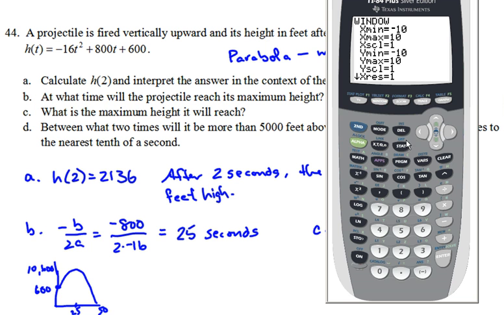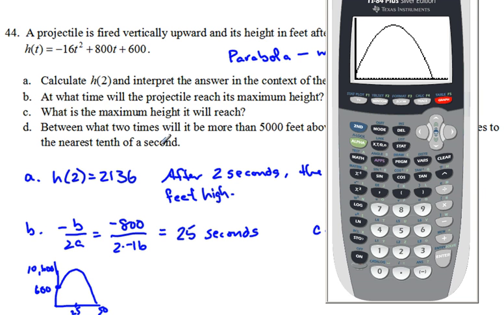So let's pull up our window. And we can see that for x, we want to go from 0 to something a little bigger than 50. So let's go from 0 to 60, let's say. And then for y, again, we're going to go from 0, and we're going to go up bigger than 10,600. Let's go with 12,000. Doesn't matter. It should just be bigger. And if I hit graph, there it is, the path of my projectile.